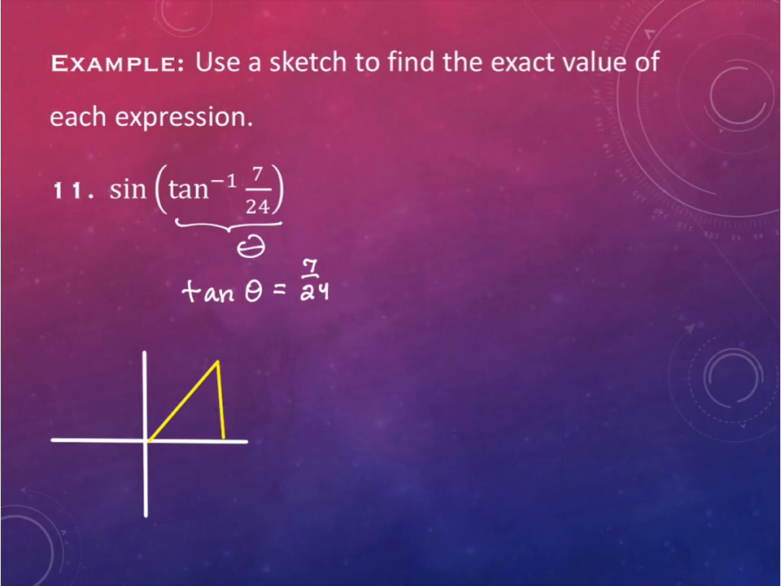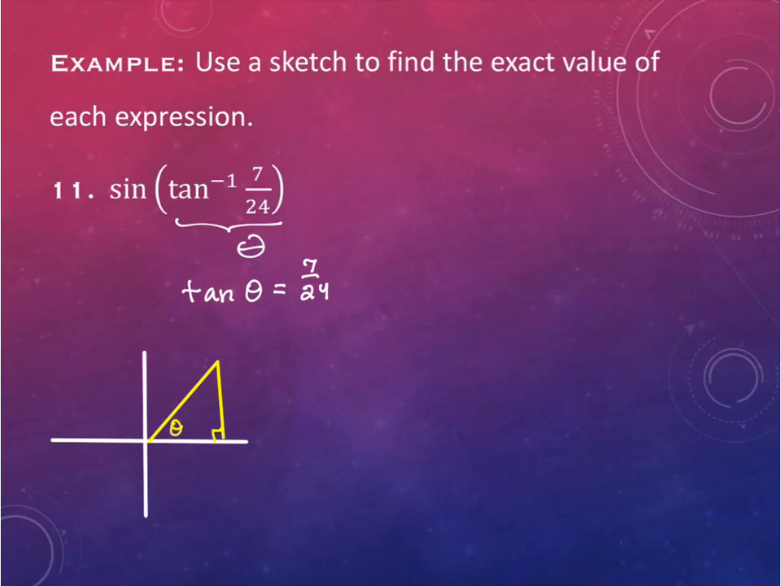Oops, that's not what I meant to do. Let's go with that. Okay, so this is my triangle, with that being my angle. I'm drawing the triangle in the correct quadrant. I do need to make sure I'm in the correct quadrant to do this, okay? And then 7 over 24.